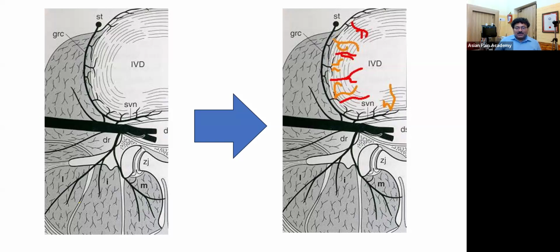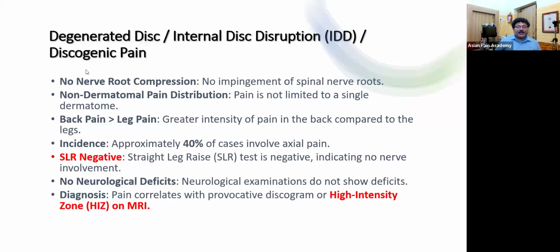So the patient usually complains of pain whenever there is an increase in pressure, though there is no compression over the nerve root. We have seen there is no impingement on the nerve roots. The pain distribution pattern is non-dermatomal. In radiculopathy, as it is compressing the root, it should be dermatomal. But here it is a non-dermatomal distribution of the back pain.